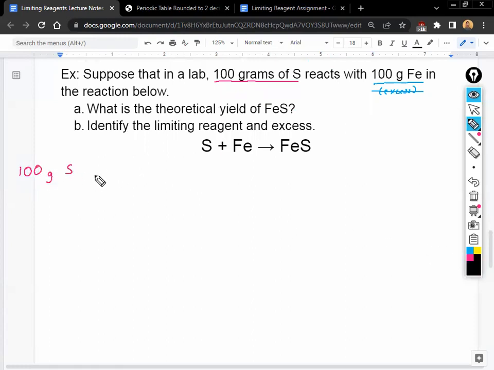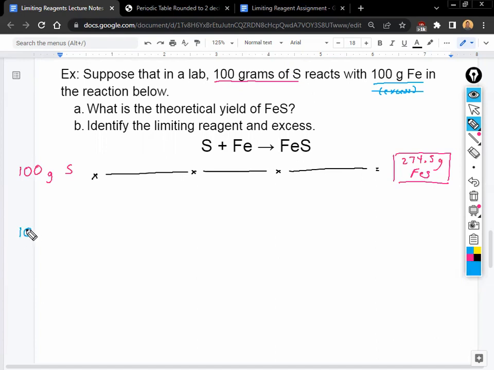You set up 3 fractions. We did the stoichiometry, and then we found that it makes, what did we make? 274.5 grams of FeS. This is the one that we did earlier, right? Okay, but now we have a second starting number. So what you're going to have to do is you're going to have to set up a second Stoic problem where you start with your other starting number, 100 grams of Fe.